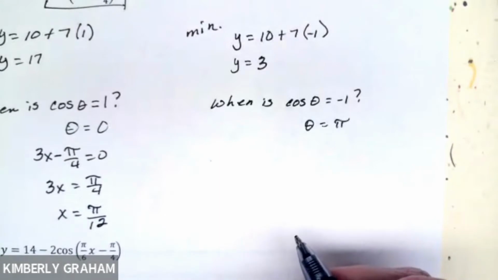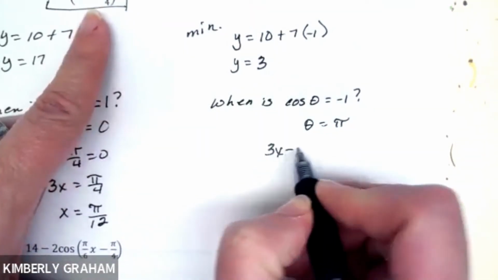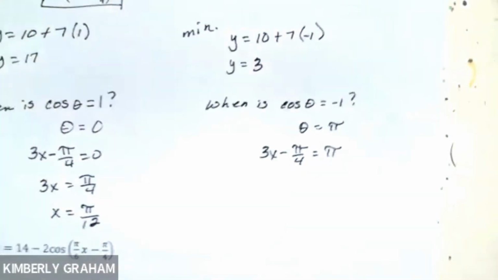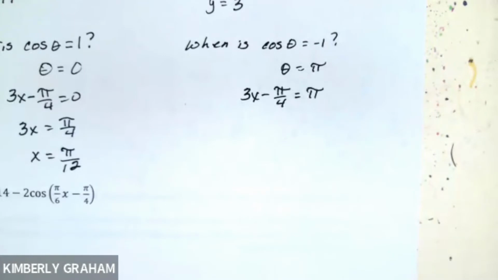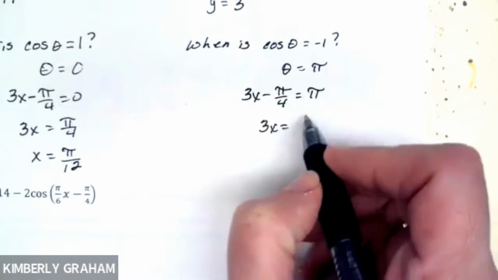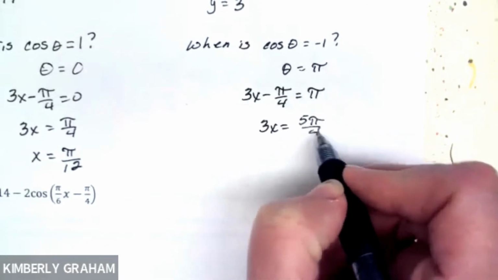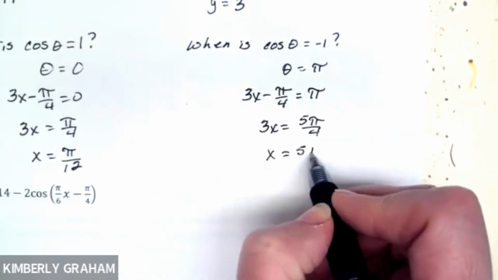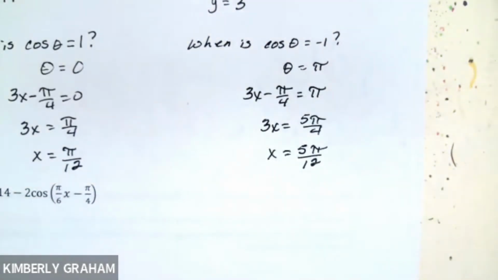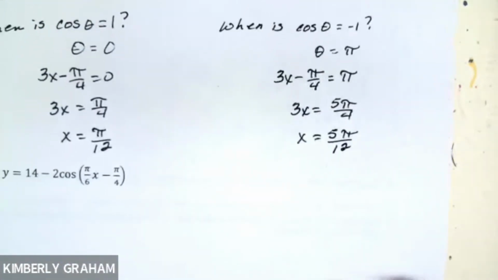But remember, I don't have theta, I have 3x minus pi over 4. When does that equal pi? So there's a couple different ways to do this. I'm just going to add the pi over 4 to both sides and then divide by 3. It'll be 5 pi over 4, divide by 3. That will give me 5 pi over 12. So those are my maximum and minimum values for that equation. Any questions with that?